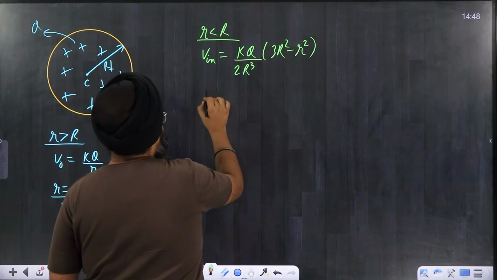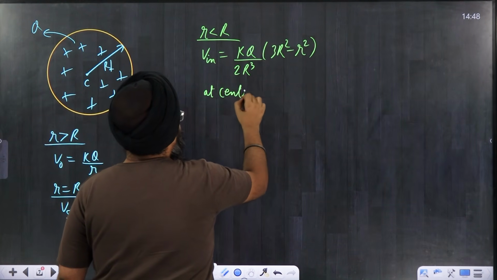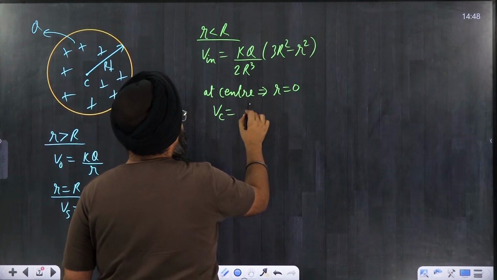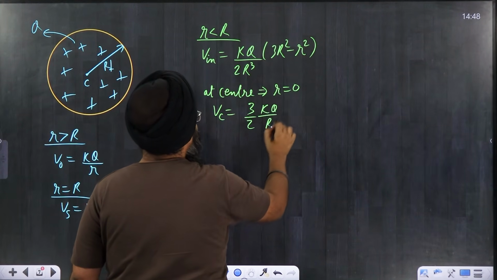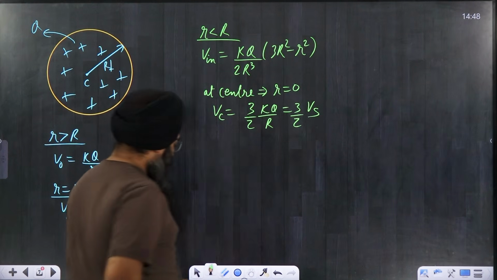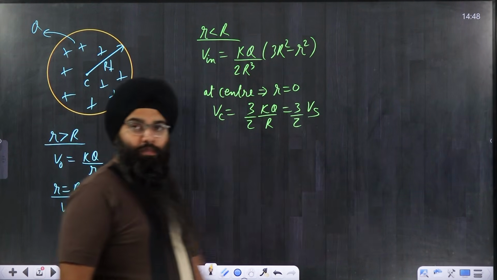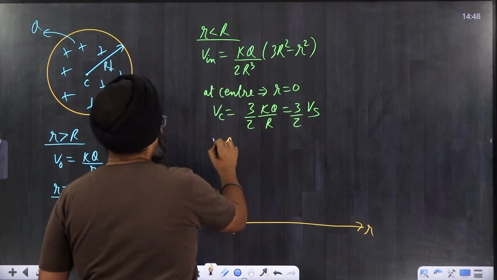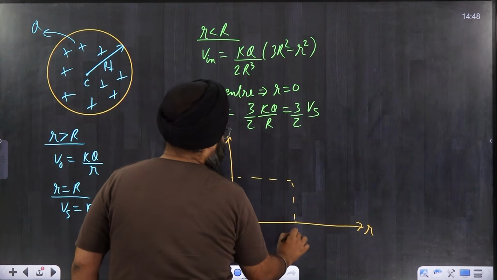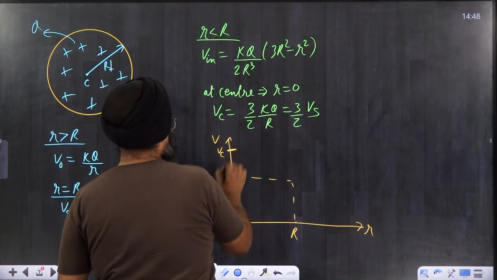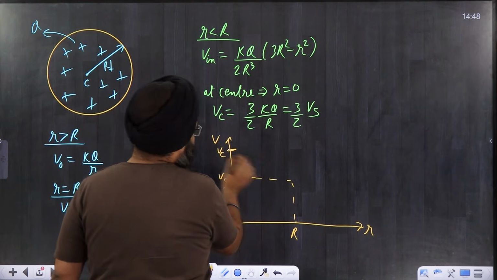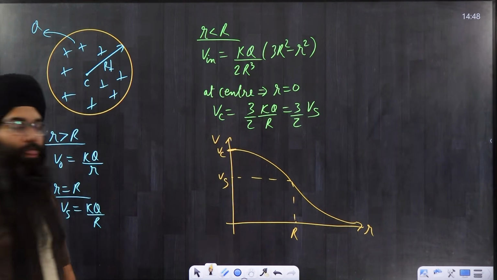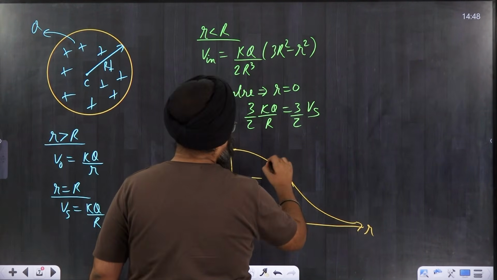Now if you put it at the center, small r will be equal to 0. So the potential at the center will be 3 by 2 KQ divided by capital R. That is nothing but 3 by 2 times the potential at the surface. So this is also a very important point which you have to remember. Now if you draw the graph between V versus small r, then please remember that this is the potential at the center, this is the potential at the surface. From center to surface, it will be a downward parabola and then it will be a rectangular hyperbola. So this part is a downward parabola.